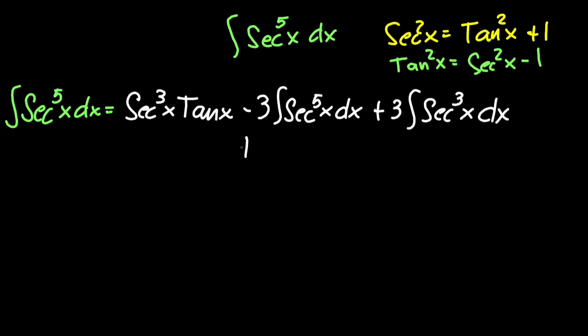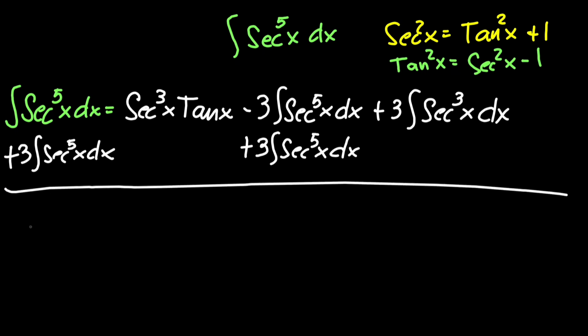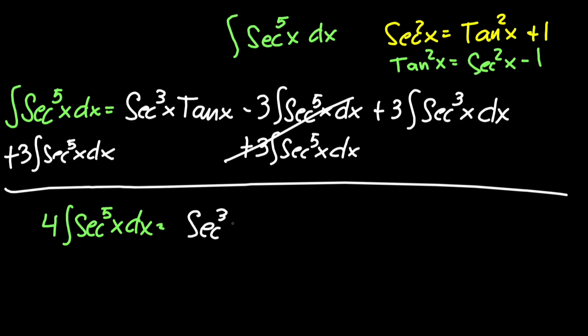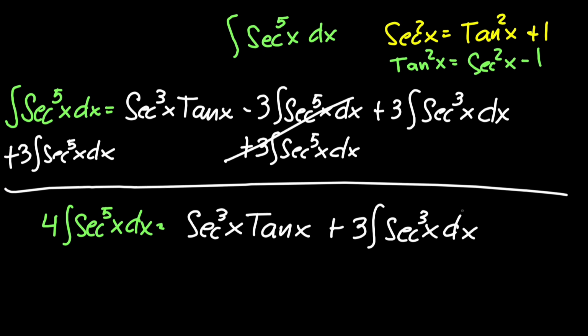And so, add 3 integral of secant⁵x dx to both sides. What we have left here is 1 plus 3, which is equal to 4, the integral of secant to the power 5x dx. This is equal to, this will cancel out, secant³ of x tangent of x plus 3 the integral of secant³x dx. And so the next step would be to revert it into its original form, which is the integral of secant to the power 5 of x.